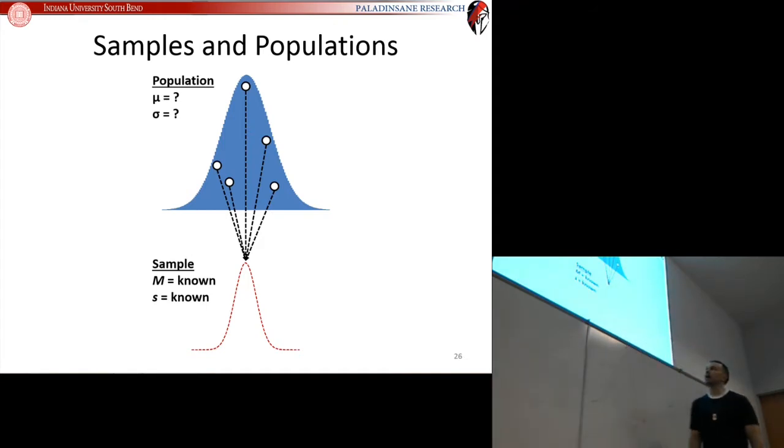However, in this case, notice that the mean for our sample lines up with the center of this population distribution. The mean for our sample lines up with the population mean. So in this case, our sample is a good estimator for our population mean. Our sample mean is close.